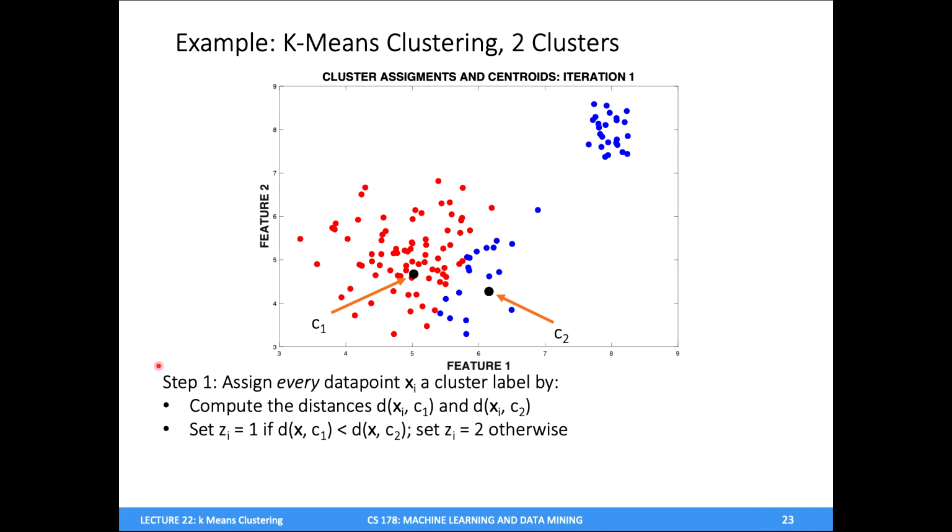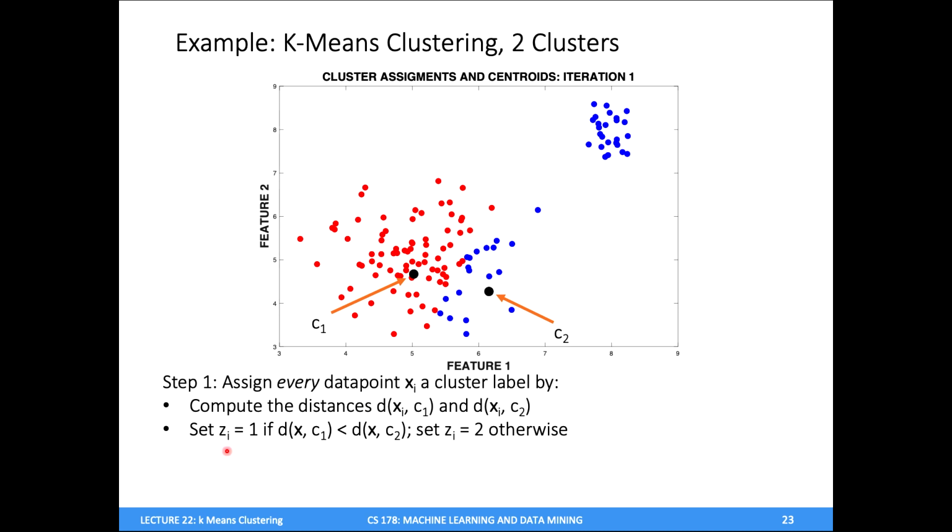Okay, now I do step 1 of that kMeans algorithm. What I do here is to every data point, x of I, I'm going to assign a cluster label. In order to do so, I'm going to compute the distances between x sub I and C1, so the distance between the particular data point I'm looking at and the first cluster centroid, and the distance between that same data point and the second cluster centroid. Whichever centroid is closest, that's the label I'm going to assign to this data point.